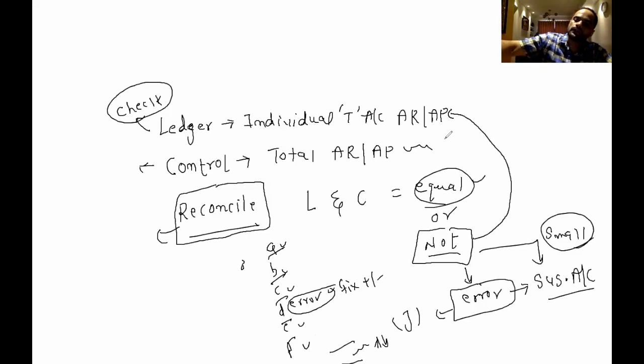Is it okay? So that means we will make the entry for each transaction, right? You mean journal entry? No, we don't need to do journal entry. We just have to make the balance equal.